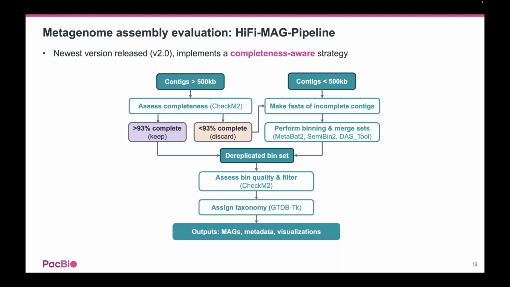We run CheckM2 on everything. We screen out things that are not complete enough or have too much contamination. And for all those bins that pass, we consider these MAGs. We assign them to a taxonomy using the Genome Taxonomy Database Toolkit. And the final product is high quality MAGs, sequences, metadata, and visualizations.